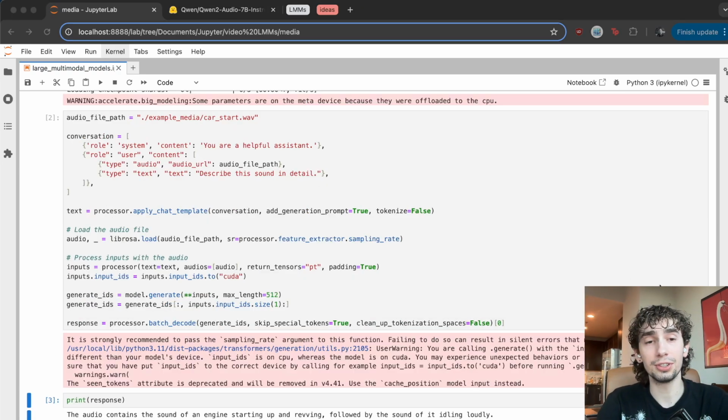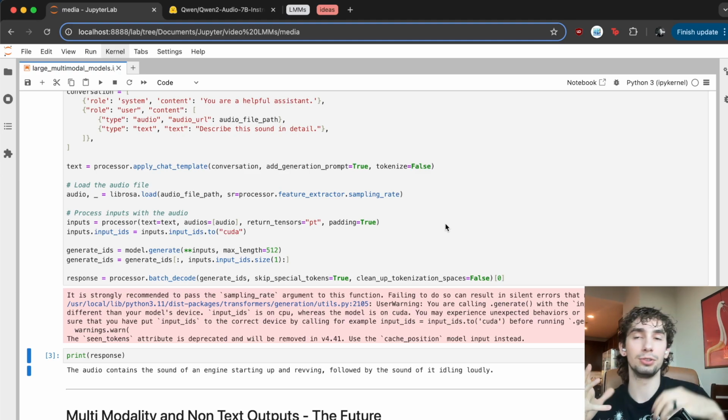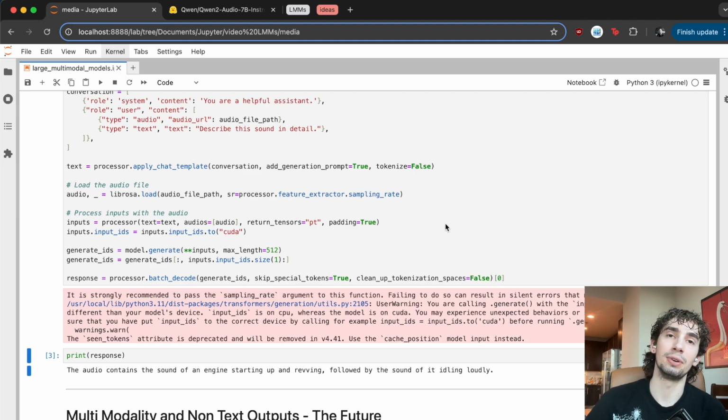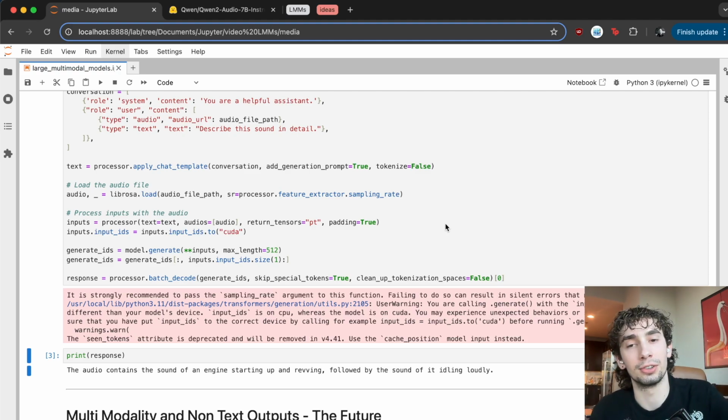I wanted to use this example specifically because there are a lot of different models that can do speech understanding, but I think it's always really cool when you have a model that can understand not just spoken speech, but different auditory signals like these.